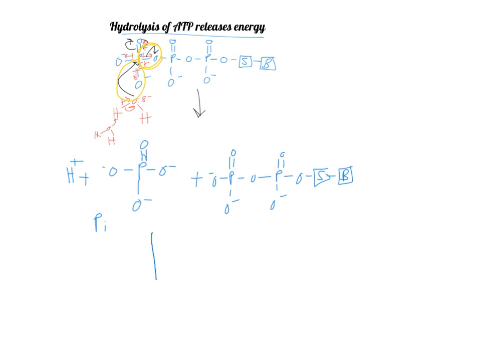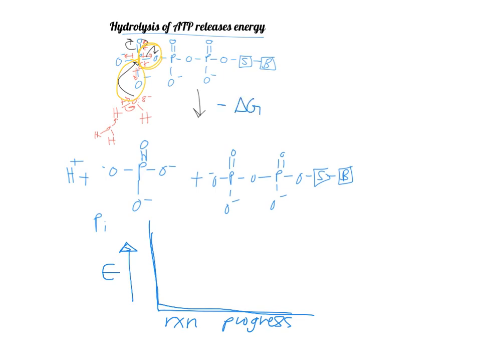Instead, I want you to think about it. Remember our handy-dandy reaction coordinate diagrams? This is reaction progress. This is not time on the x-axis. It's just reaction progress. And then I'll have energy over here on the y. Okay, I know that going from my reactants to my products is a negative delta G, which means that on a reaction coordinate diagram, my products have to be lower in energy than my reactants.